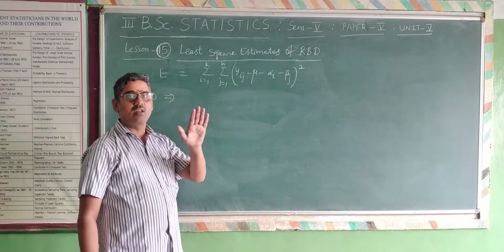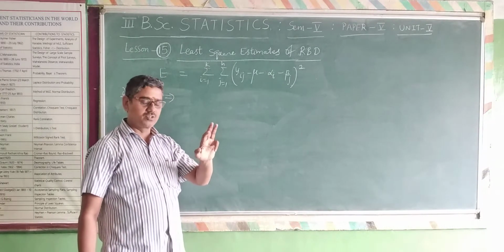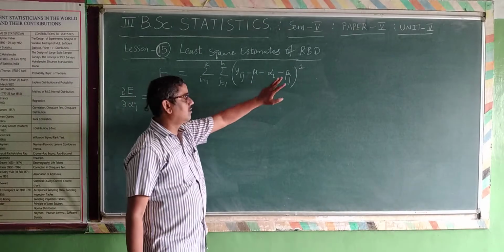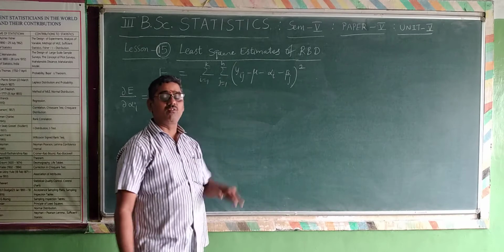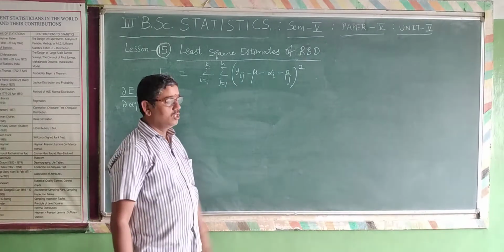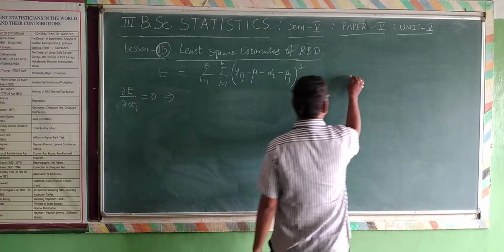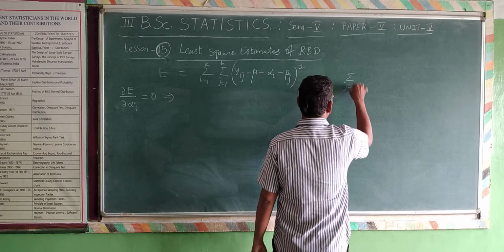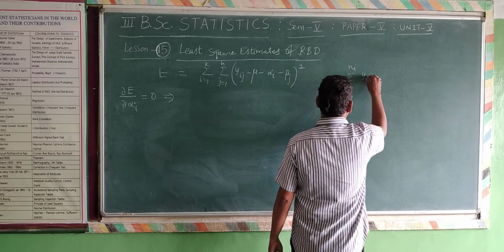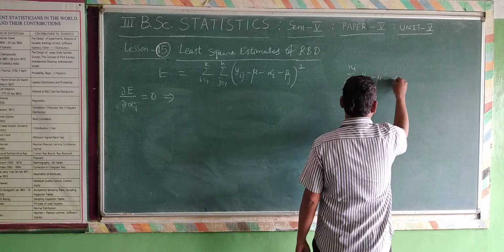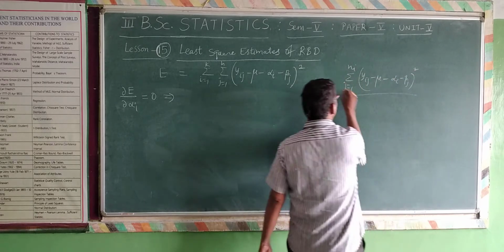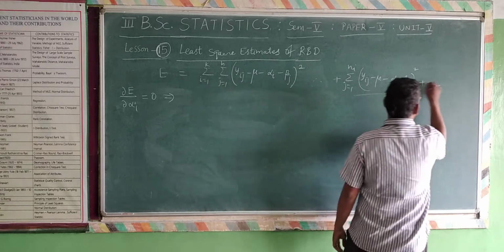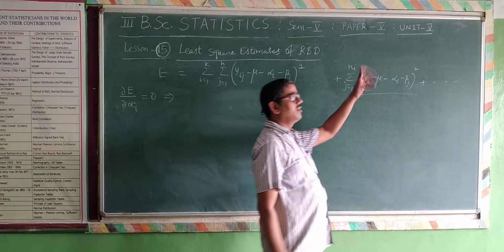We have to expand. With i equal to 1, the differentiation becomes 0, because it contains alpha 1. For i equal to 2, this term contains alpha 2, so the differentiation becomes 0. Only the term i equal to i survives, that is summation j equal to 1 to n_i, (y_ij minus mu minus alpha_i minus beta_j) the whole square, the i equal to i term, plus and so on. All the remaining differentiations become 0.